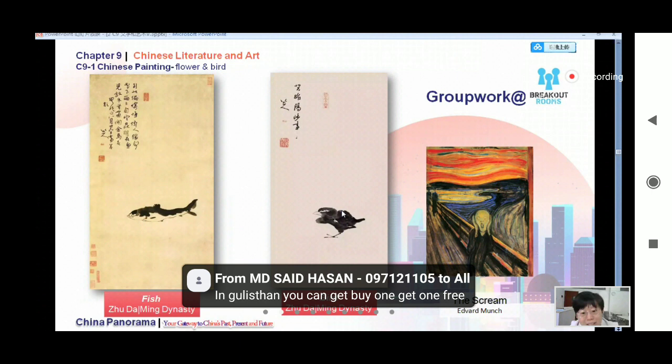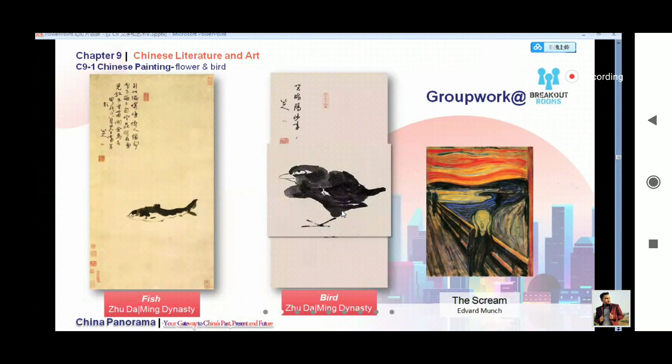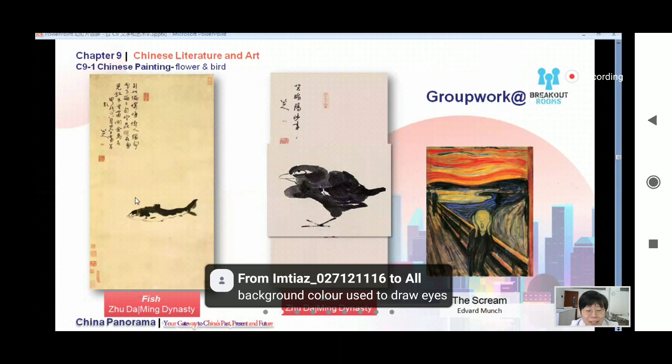You can pay attention to their eyes. What happened to their eyes? They don't have eyes? They have eyes, but look at the eyes. Where is the eyeball? Upward. Yeah, they're looking at something above them. They roll their eyeballs. Okay, they're rolling their eyeballs.